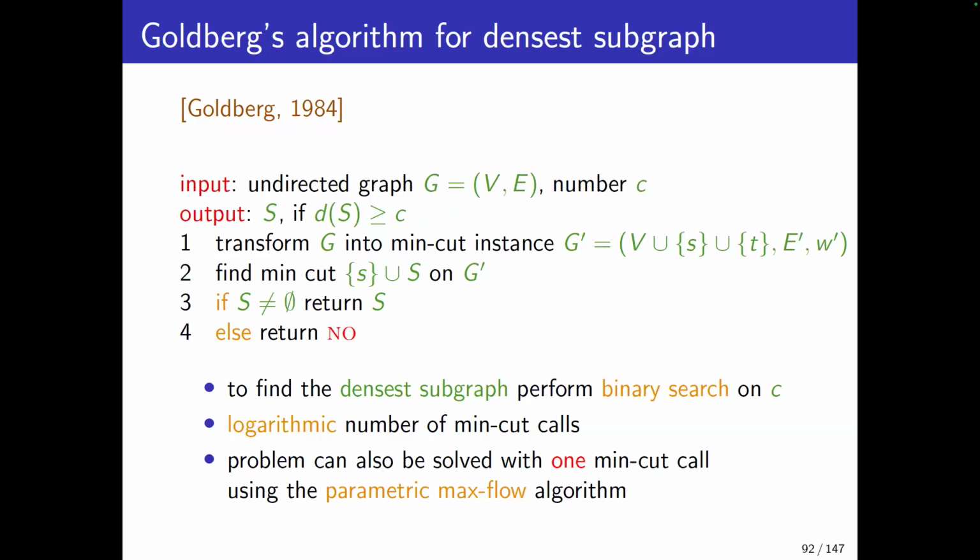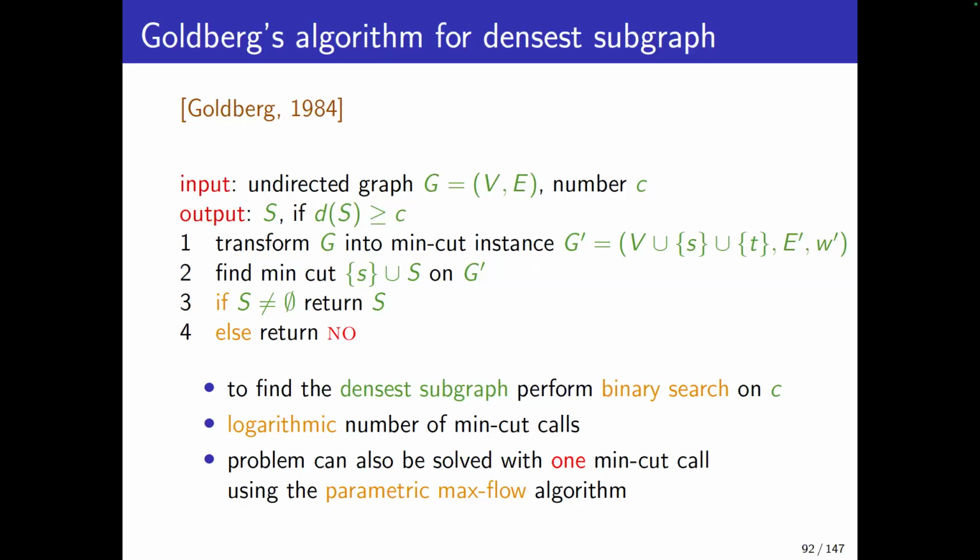So we transform the graph into G, we find the min cut, and as we said, the min cut is S with some nodes from my graph. If this S is empty, then we say no, but if S is not empty, then we return this as our output. And this is the algorithm.